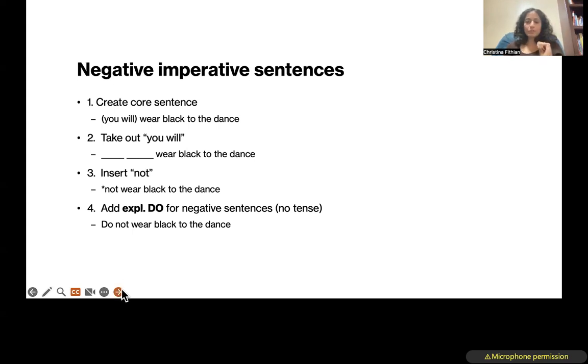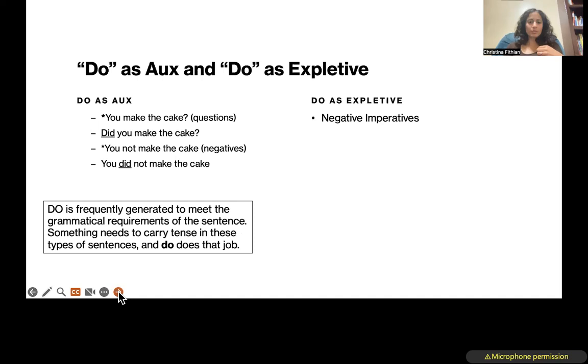Now, we've had to generate do before. We know that we have to generate do whenever we have negation. We had to do that when we were talking about negative sentences. We generated do as an auxiliary verb. But here we're generating do as an expletive. Well, let's see why that is.